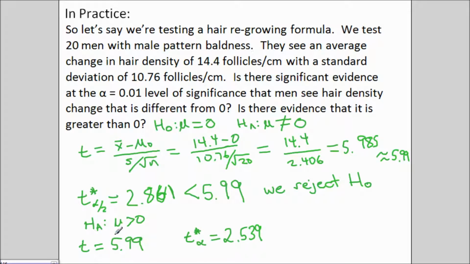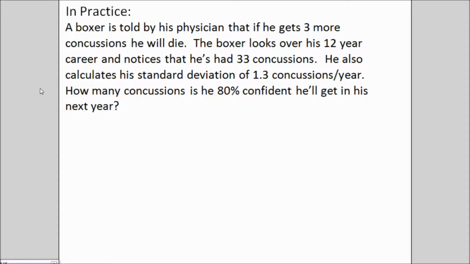So we compare our test statistic of 5.99 to our critical value of 2.539. We see it is once again bigger, so we'd still reject H naught. We have sufficient evidence at the alpha equals 0.01 level of significance that the change is greater than 0.